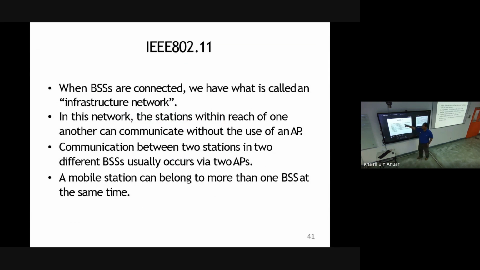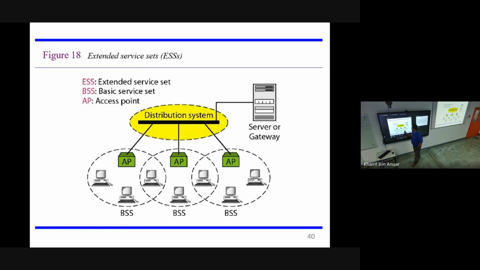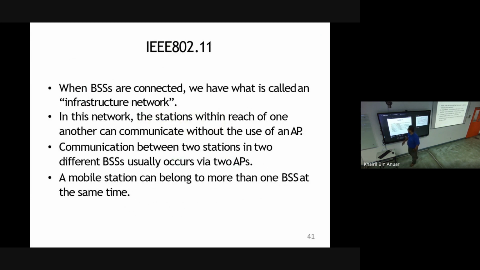So when BSSs are connected, we have what is called an infrastructure network. Stations within each BSS can communicate without the use of any AP, and communication between two stations in two different BSSs usually occurs via two APs, and a mobile station can belong to more than one BSS at the same time. So this is what I mentioned: if it's a fixed one, then you don't have any problem. But if you have a device that can move, it can get access to any of these APs and be connected to this distribution system. Okay.